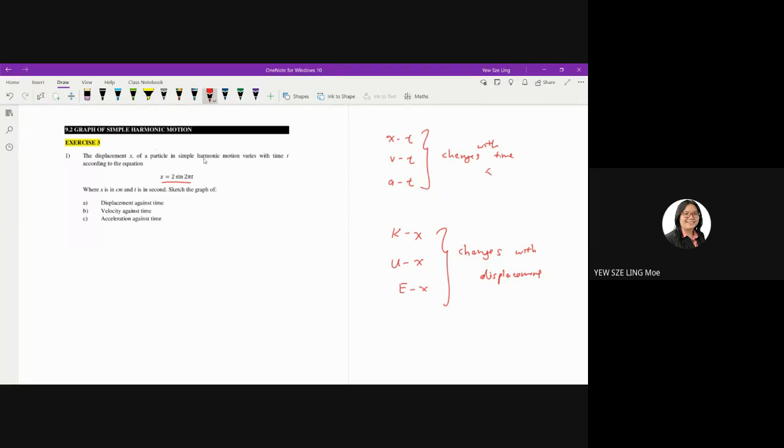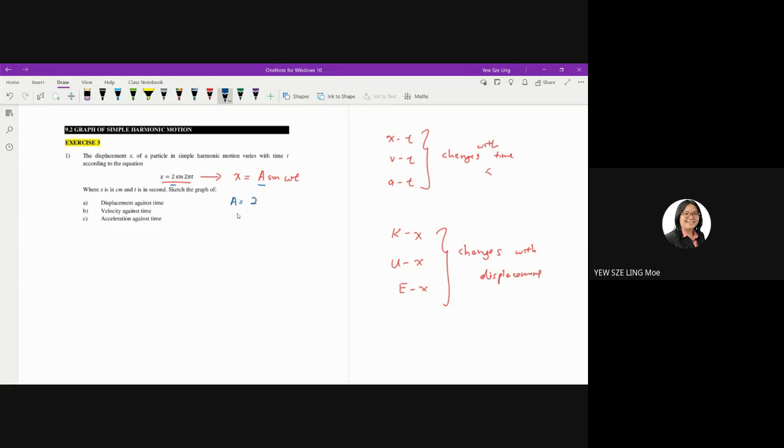So let's look at question 1. The displacement x of a particle in simple harmonic motion varies with time according to the equation x equals 2 sine 2 pi t. Whenever you are given an equation, it doesn't matter whether it is a calculation question or a graph sketching question, the first thing that you have to do is to compare it with the general equation, which is x equals A sine omega t. By comparison, we found that A is equal to 2.